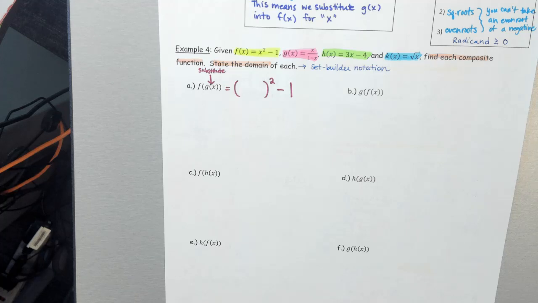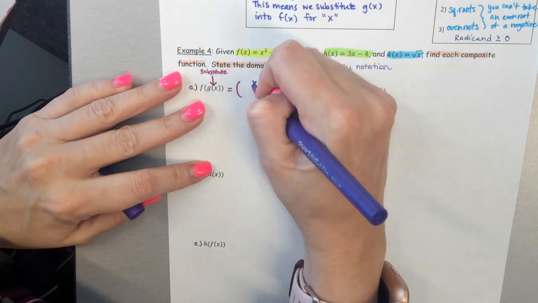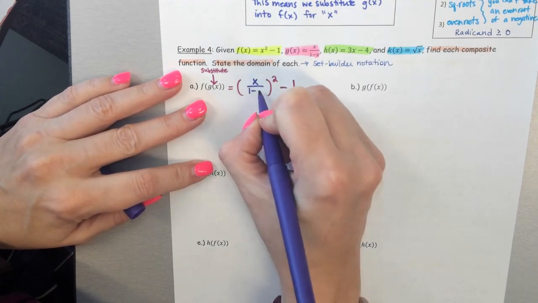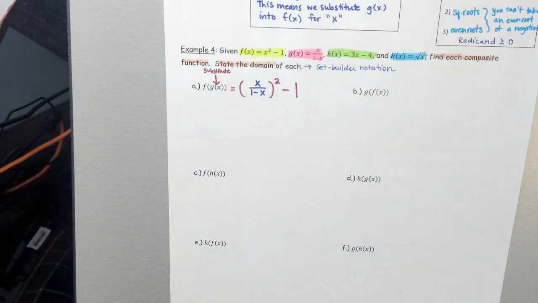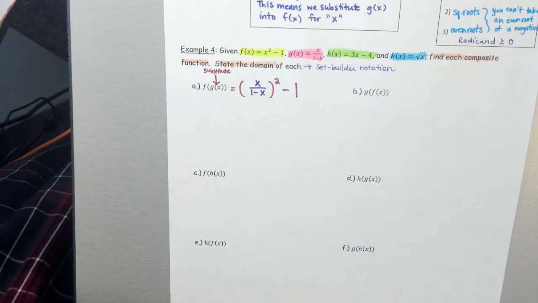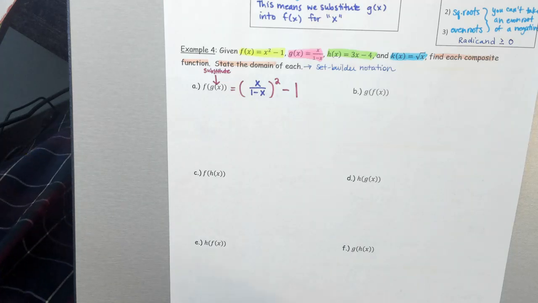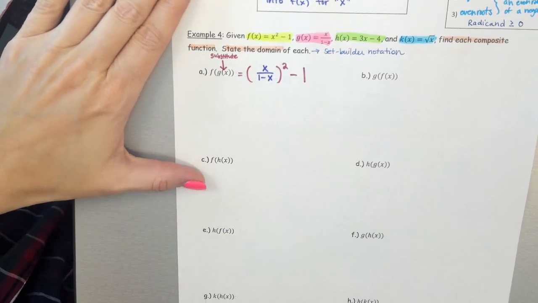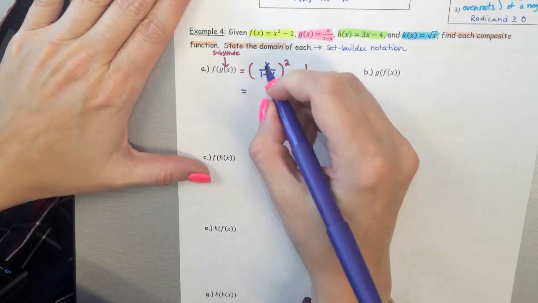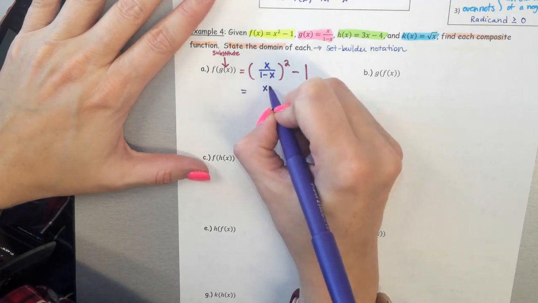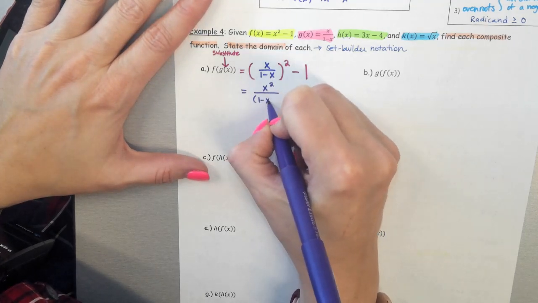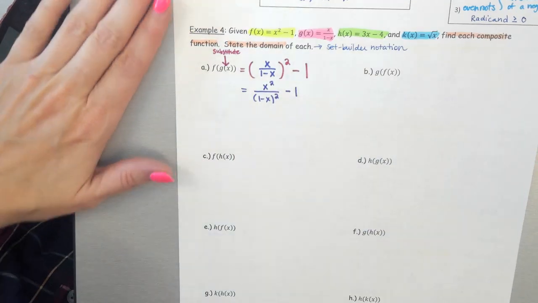So whatever function is on the outside, that is what you are plugging it into. And then instead of x, we're going to rewrite the g of x. So this is x over 1 minus x. All right, and then we are going to simplify. So when you have a fraction, you are going to square the numerator and the denominator. So this becomes x squared over 1 minus x squared minus 1.